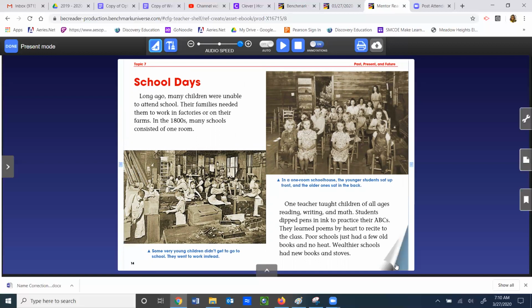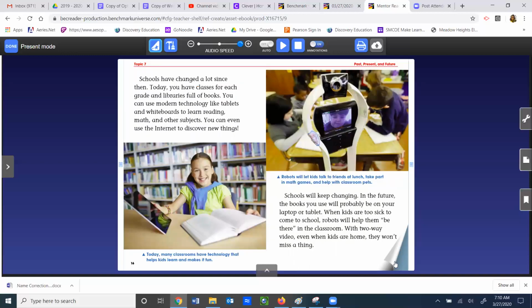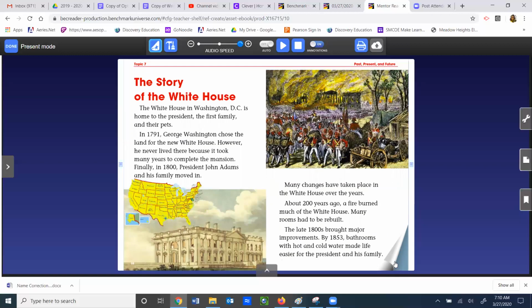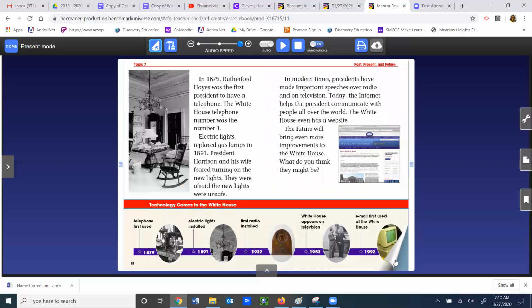So remember, this is called School Days. And in this text, they talk about what schools were like long ago and what schools are like now and what they might be like in the future. The story of the White House talks about the White House where the president lives long ago, what it was like not that long ago, and what it's like in modern times. So you have to ask yourself, are they the same two topics? Next question. What ideas can you find in both texts?